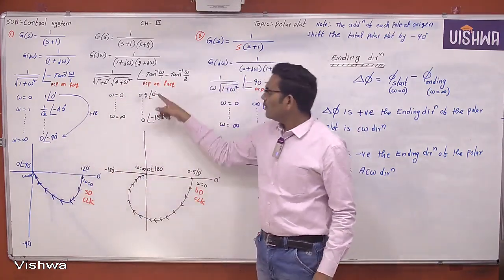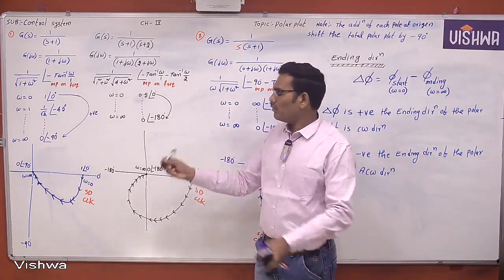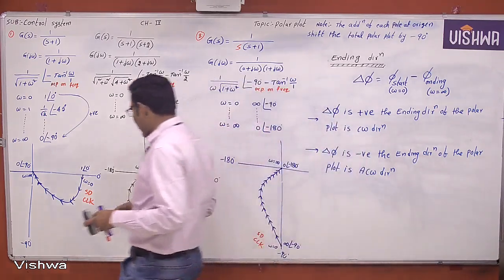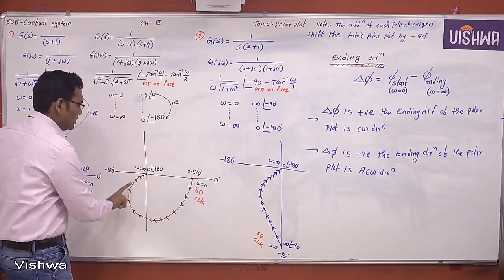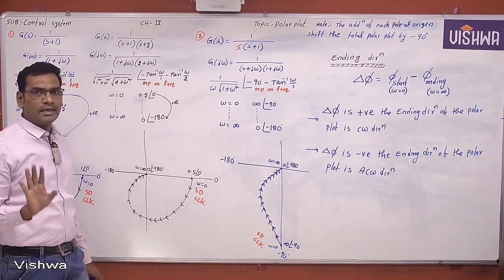Now come to here. Phase difference is 0 minus of minus 180. Therefore, the phase difference is positive. Now what is the ending direction? See the ending direction, omega equal to infinity. This is the ending direction. Now which direction is it? Clockwise direction. Is it matching or not?